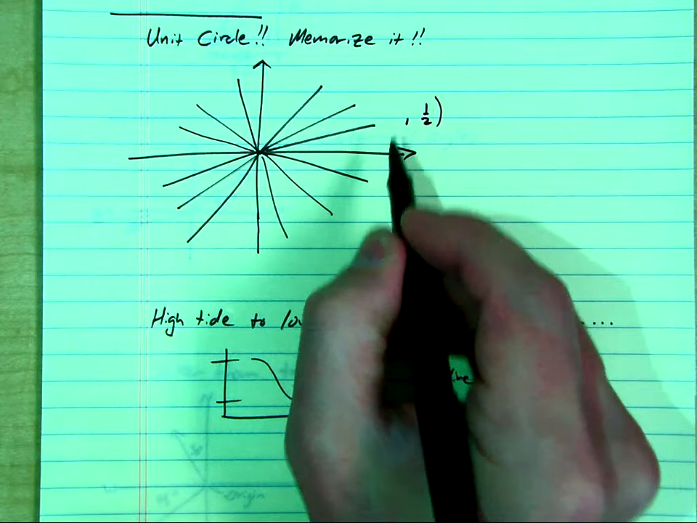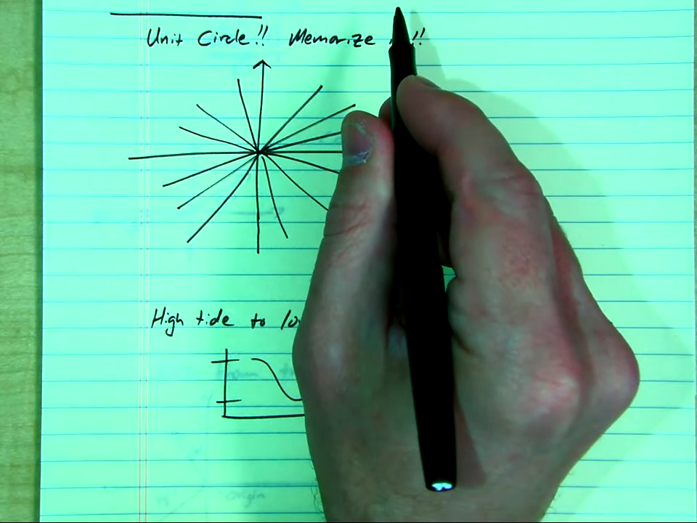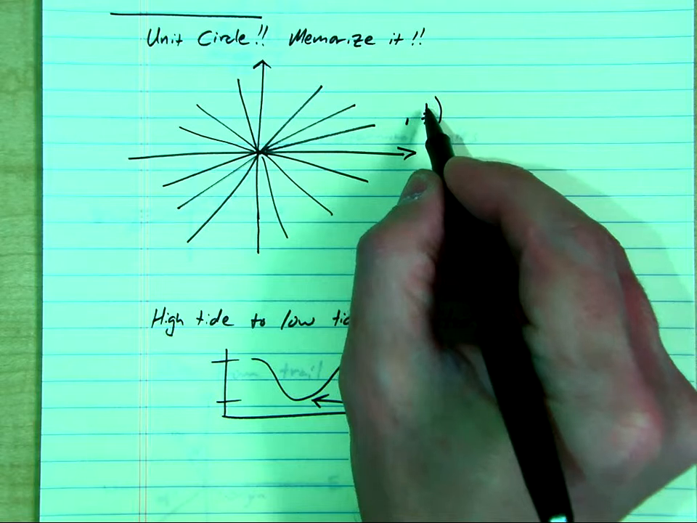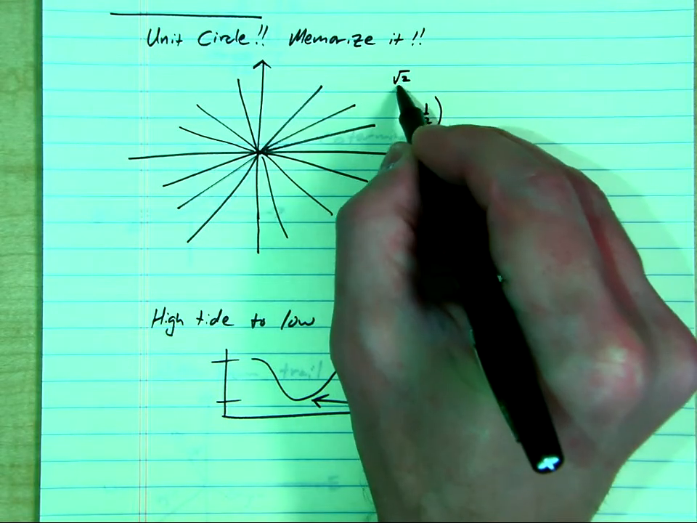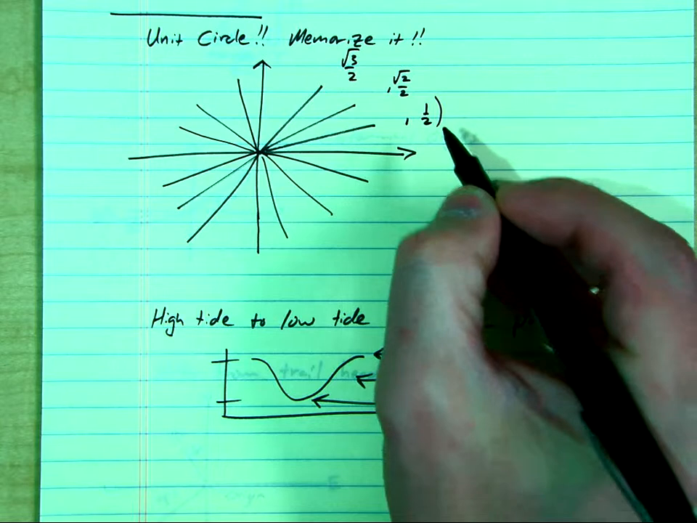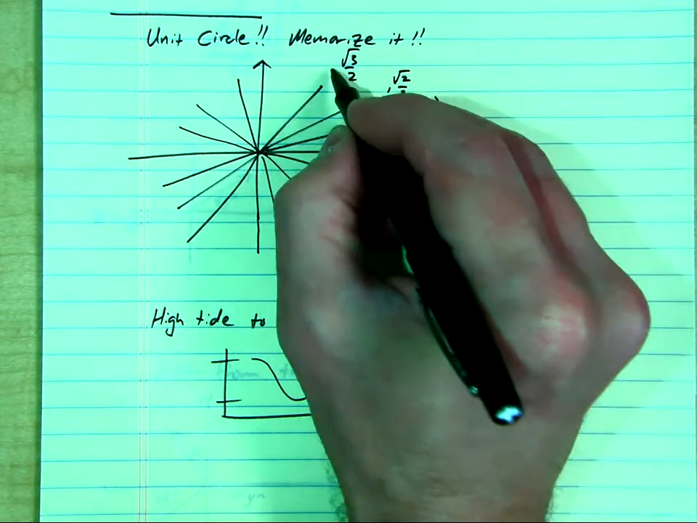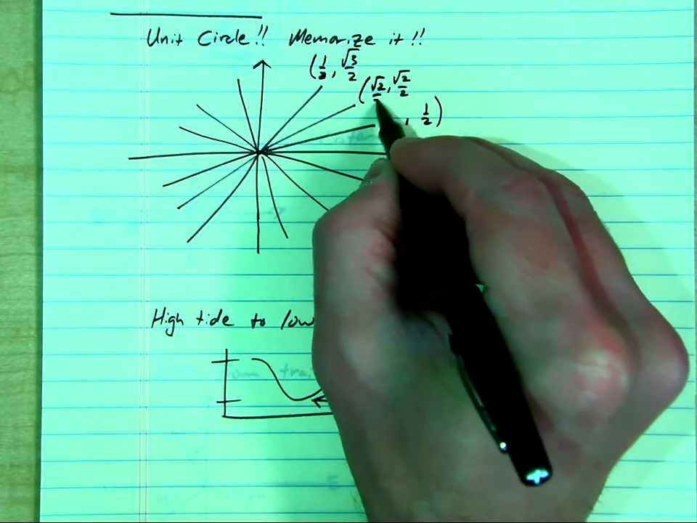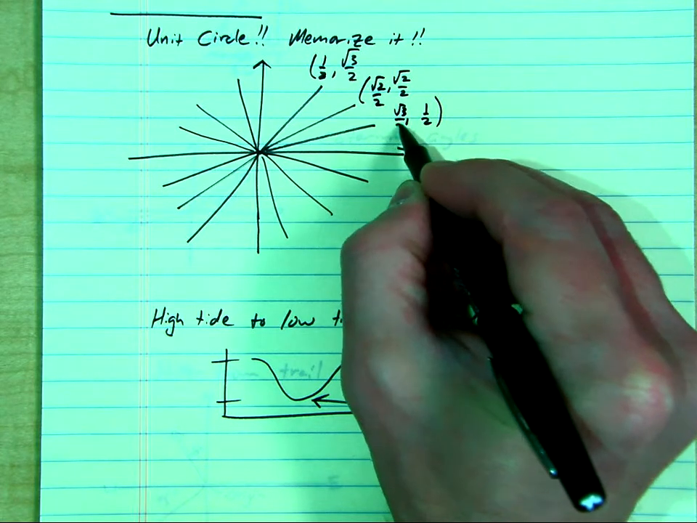Now we're going up from the x-axis, so that means the y values are going to increase. So that's 1/2, and then rad 2 over 2, and then rad 3 over 2. 1, 2, 3. And then switch it to come back down for cosine. So rad 3 over 2, rad 2 over 2, and 1/2.